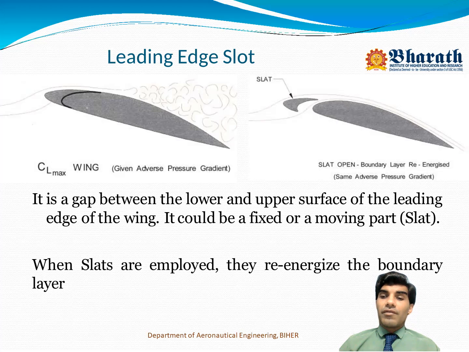It could be a fixed or moving part. Both kinds can be used as a slat. When slats are employed, they re-energize the boundary layer. As we can see in the right side of the figure, when we use a slat, it will re-energize the boundary layer.